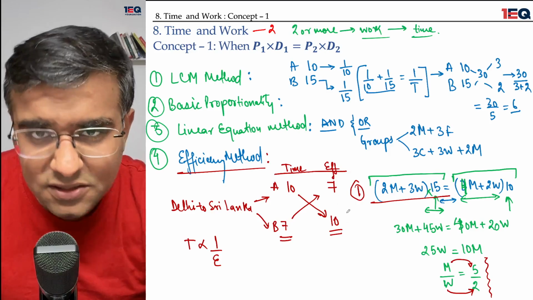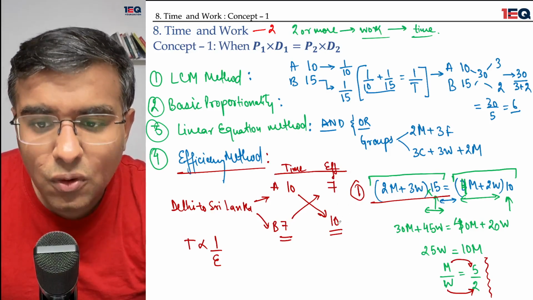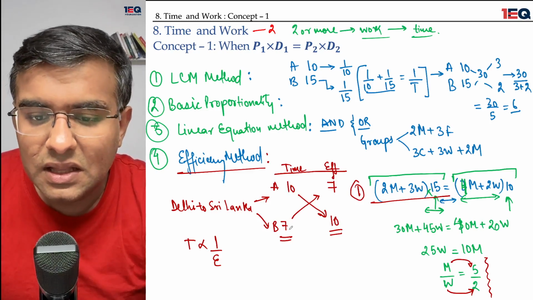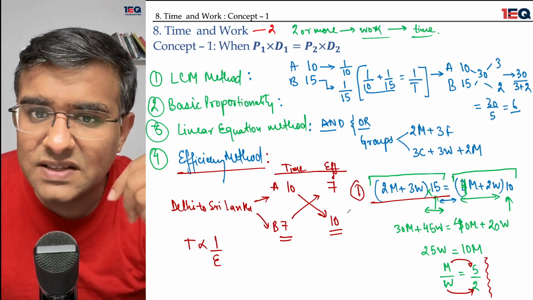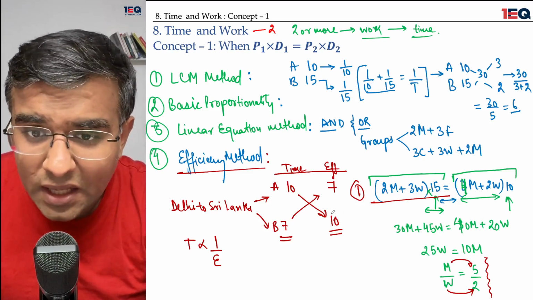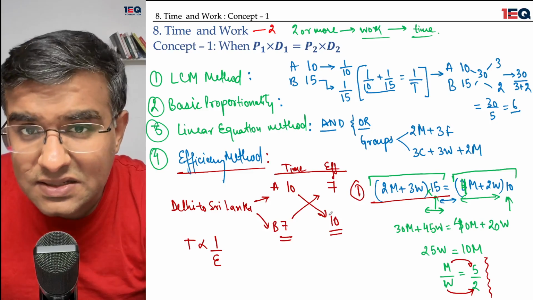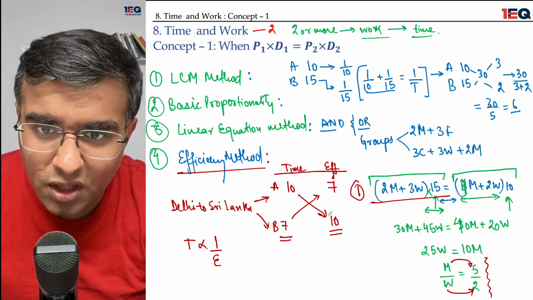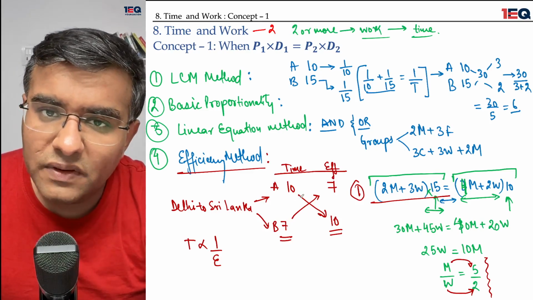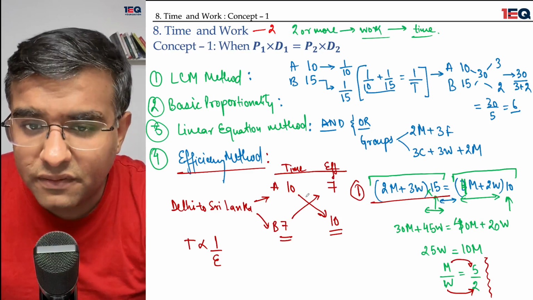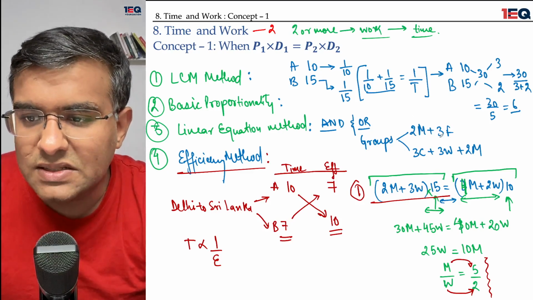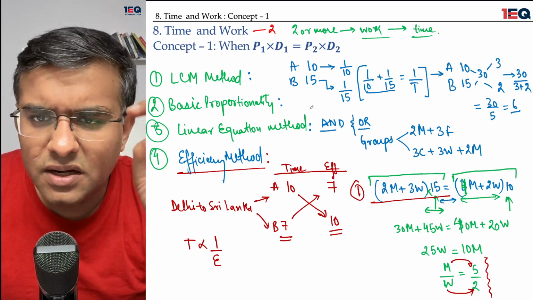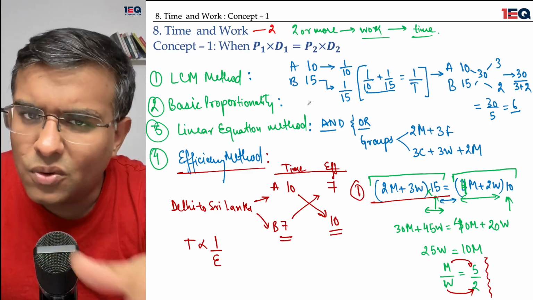So, in this situation, the figures speak for themselves. They are very clearly saying that B is having a higher efficiency as compared to A. Why? Because B is taking lesser time to finish a task. So this is the efficiency method that we're talking about. Time is always inversely proportional to the efficiency. I've also talked about the linear equation method and the basic proportionality method. I'll tell you during the course of the lecture.